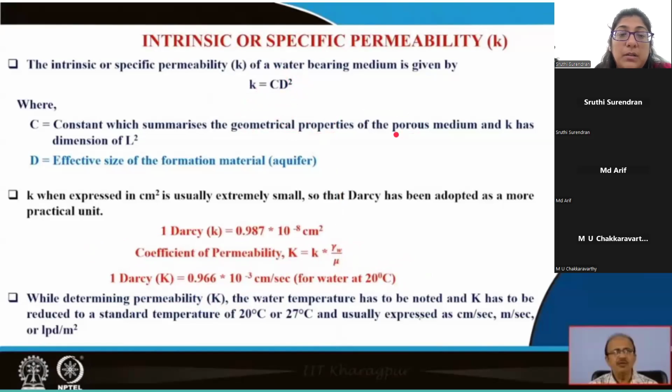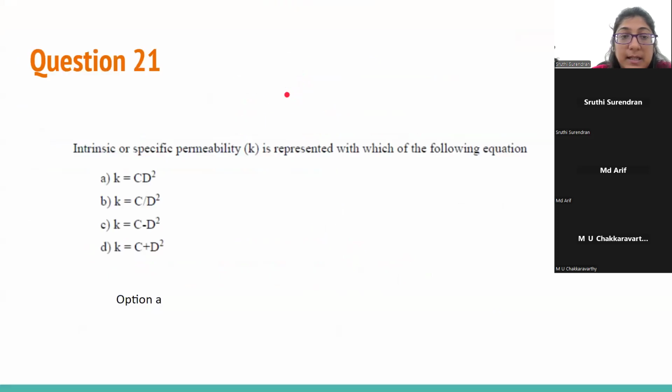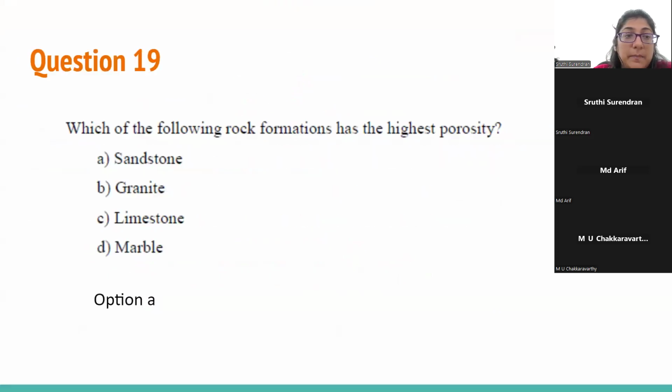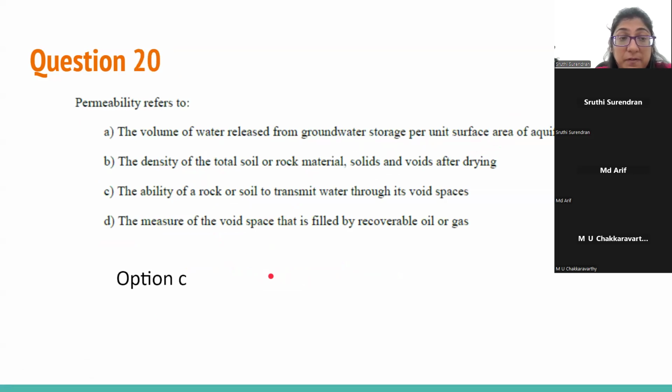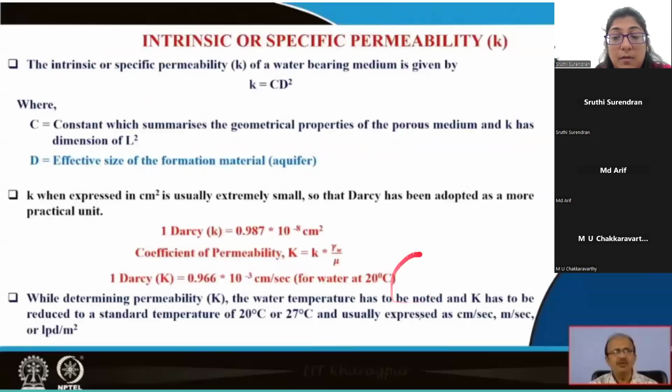What are the geometrical properties of the material? What is the effective size of the material? So in the earlier question, where permeability is affected by all of the following factors except one, the intrinsic permeability is affected by all of the factors except specific gravity. Intrinsic permeability depends on grain size, that is effective size, soil texture and soil structure, but not on the properties of the fluid that is flowing through it. Whereas coefficient of permeability is a function of the water also that is flowing through it. That is the difference between intrinsic permeability and coefficient of permeability.